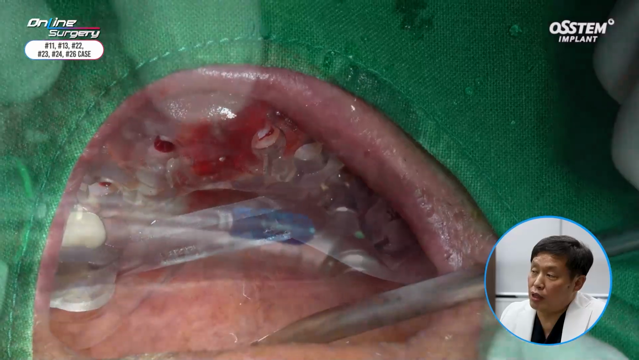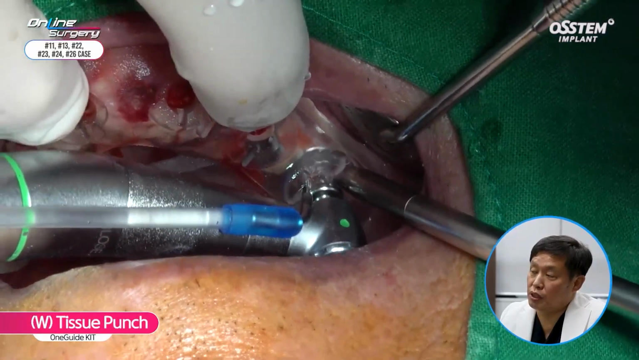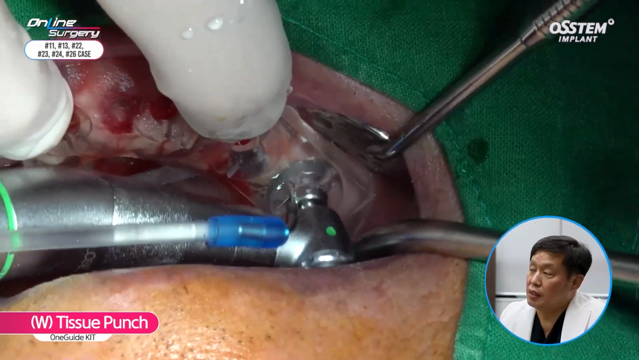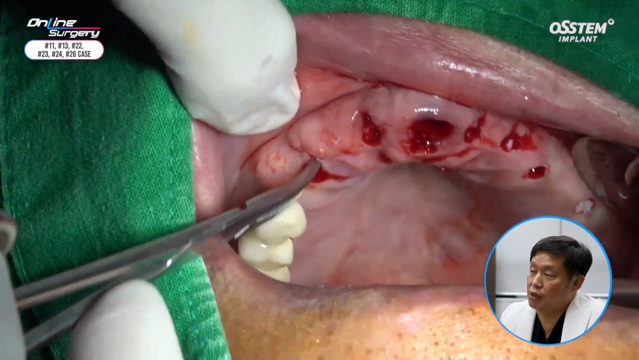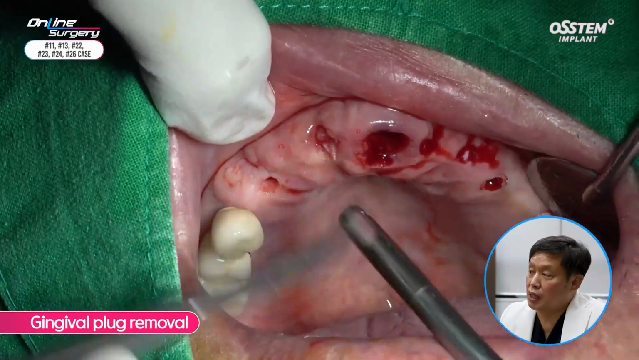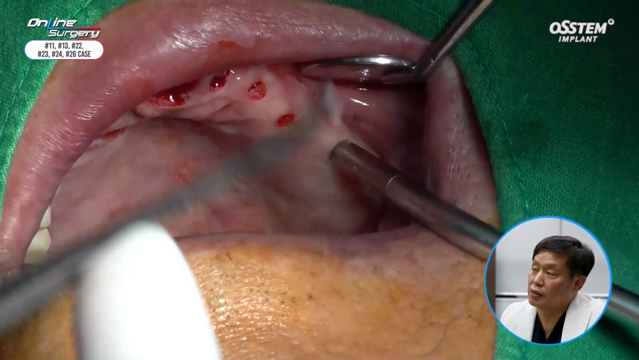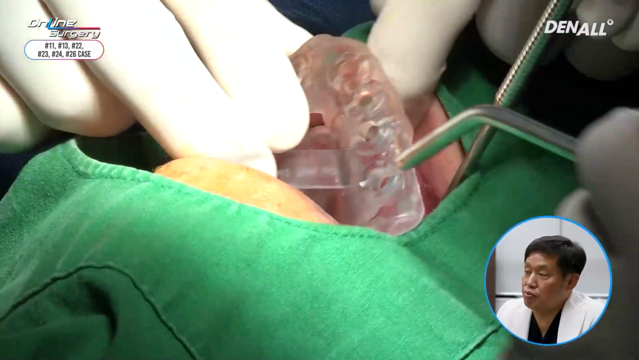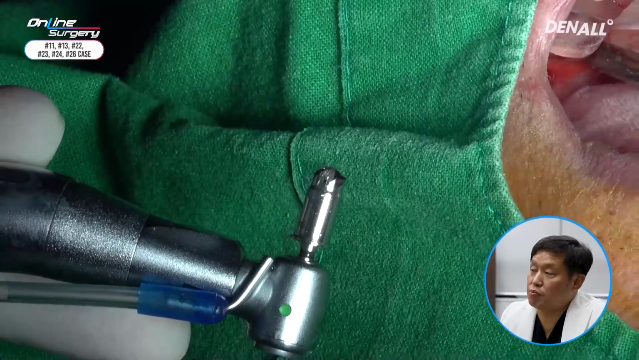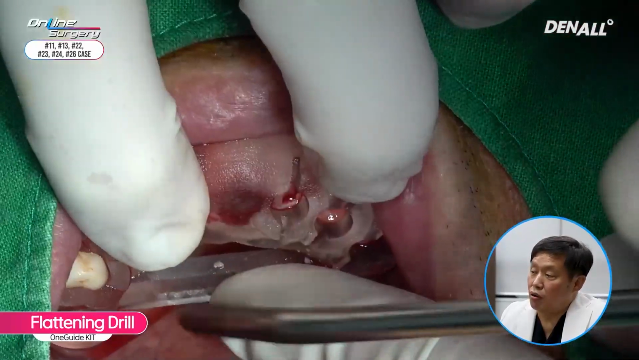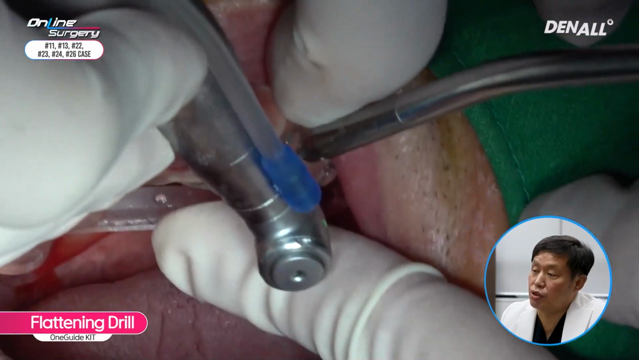In number 26, these were wide holes, so a wide tissue punch was used to remove overriding mucosa. The template was removed. I checked whether there was any remaining overriding mucosa, and then surgery proceeded. The template was adapted once again. A vertical anchor will be used in number 23 first. I used the flattening drill first just to be sure.